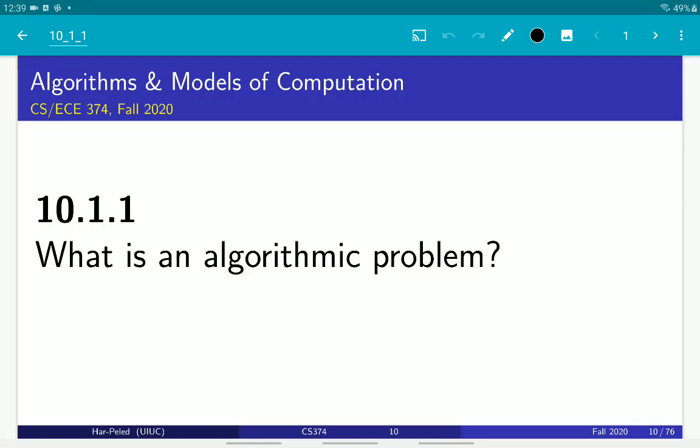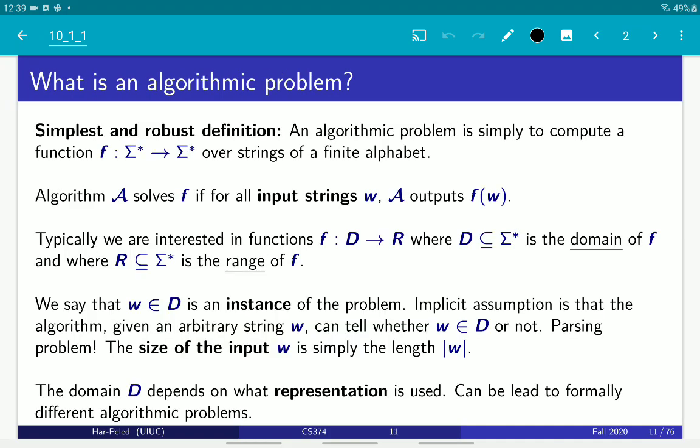So what is an algorithmic problem? What we're going to talk about quite a bit during this course. The way to think about it is that we have a function. We want to compute a function. There is some input, a string if you want, and we want to compute some function that maps it to another string. An algorithm solves the problem if it computes the function of interest.